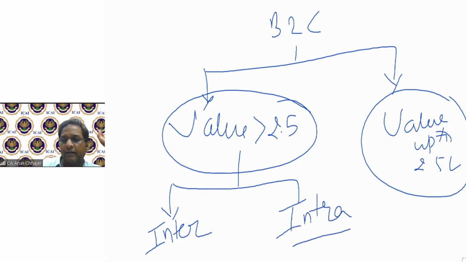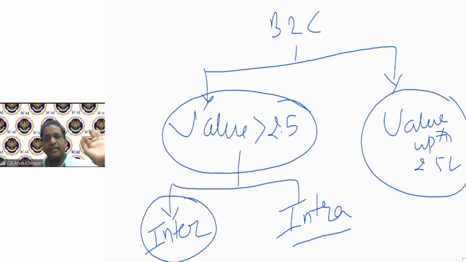एक बात बताना, इंटरस्टेट सप्लाई में कौन सा टैक्स चार्ज होता है? इंटरस्टेट सप्लाई में कौन सा टैक्स चार्ज होता है? विच टैक्स विल बी चार्ज इन केस ऑफ द इंटरस्टेट सप्लाई?